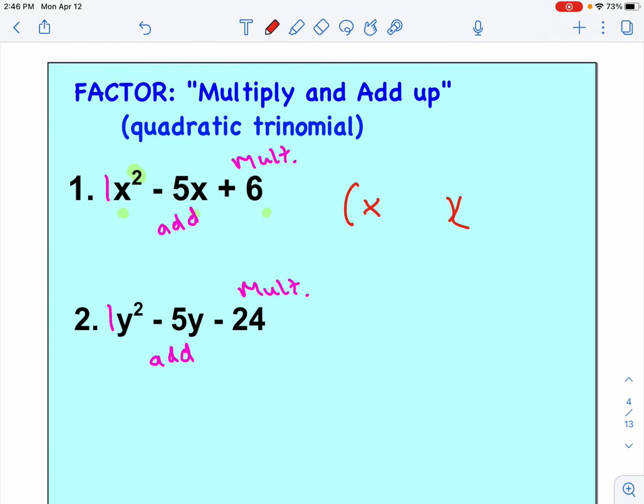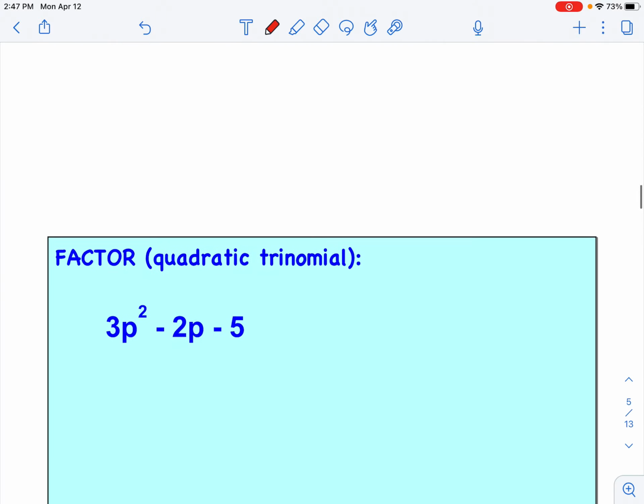Okay, your answer for the first question would be negative 2 times negative 3, which multiplies to give you 6 and adds up to negative 5. And in the second one, you would have negative 8 and positive 3 that multiply to negative 24 and add up to negative 5.